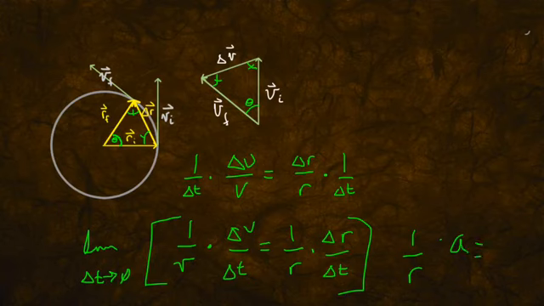Okay, equals 1 over. I'm sorry, this is not r. This is v. Hold on, guys. This is v. Makes a difference. Okay, equals 1 over r times, and what is delta r over delta t? Okay, that's our velocity, right?